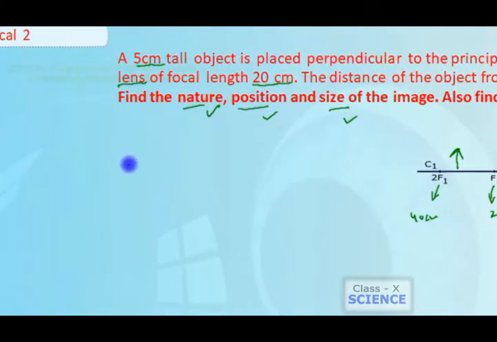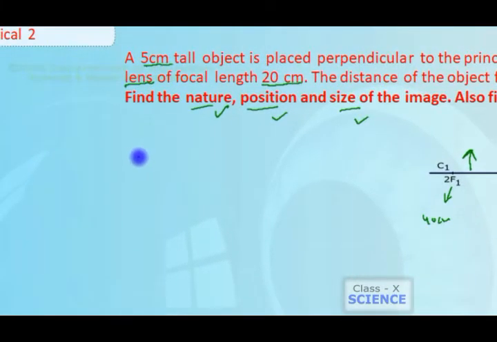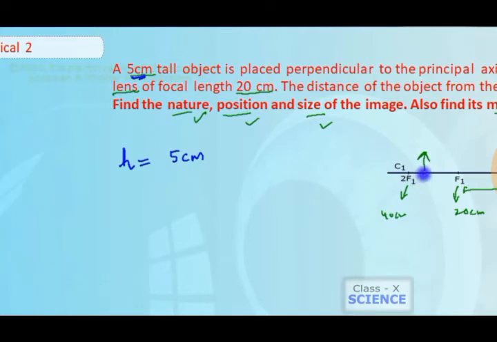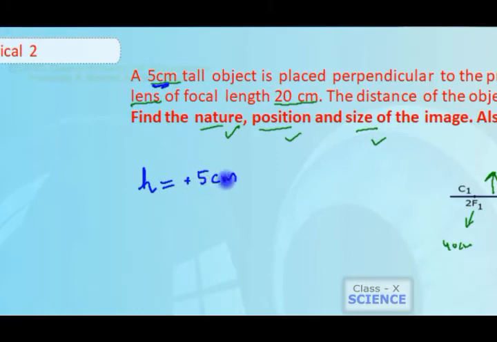So, firstly we will write the given quantities. What are all the things given? Here height of the object is 5 centimeter, right. So, here height of the object h is equal to 5 centimeter. Which sign we will use, plus or minus? You see here the object is placed above the principal axis, perpendicular. So, anything which exists above the principal axis will be taken as positive. So, here plus 5 centimeter, plus we need not write.